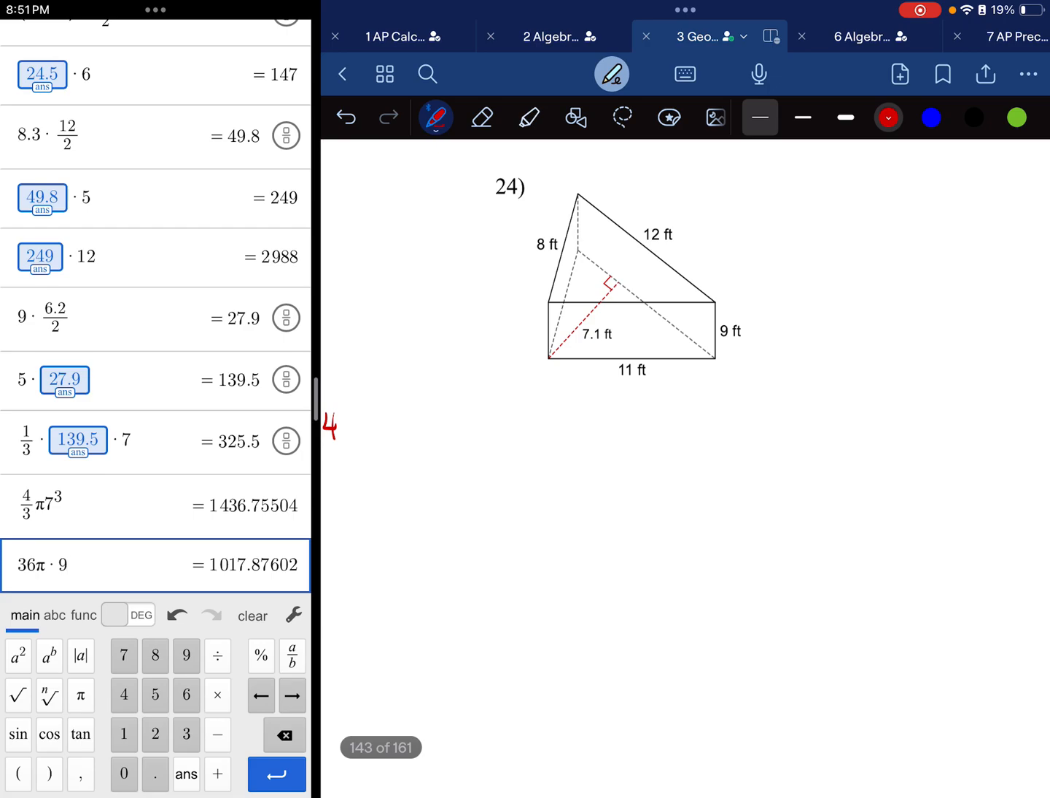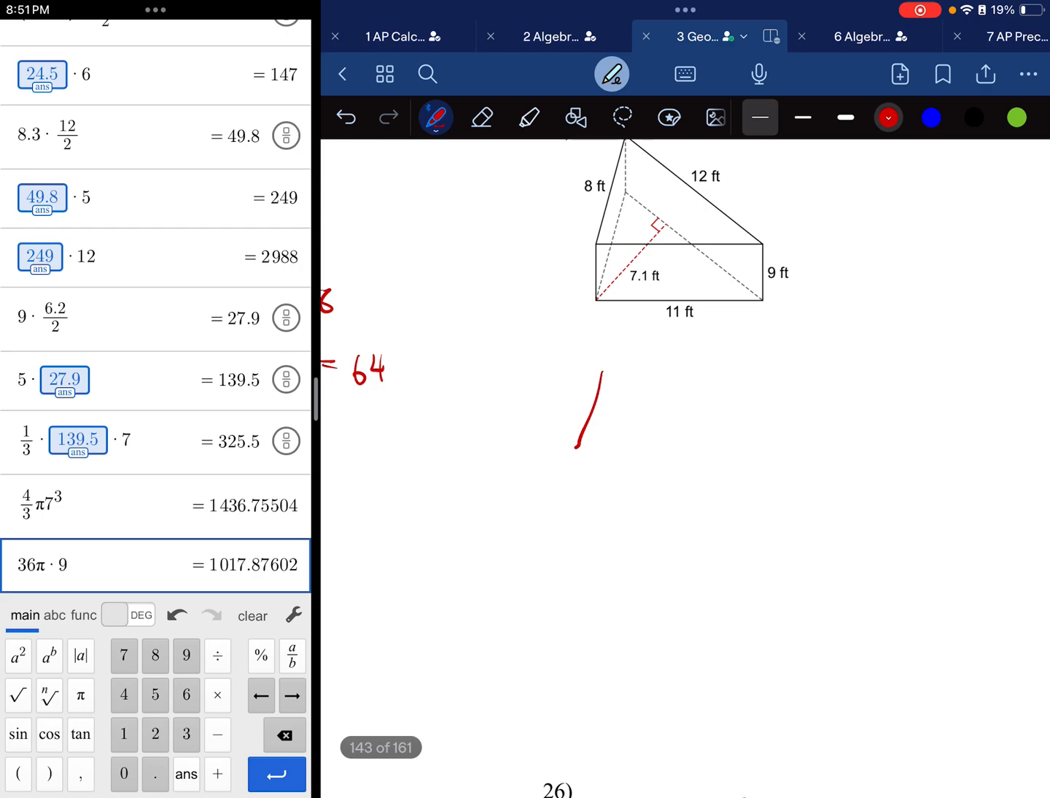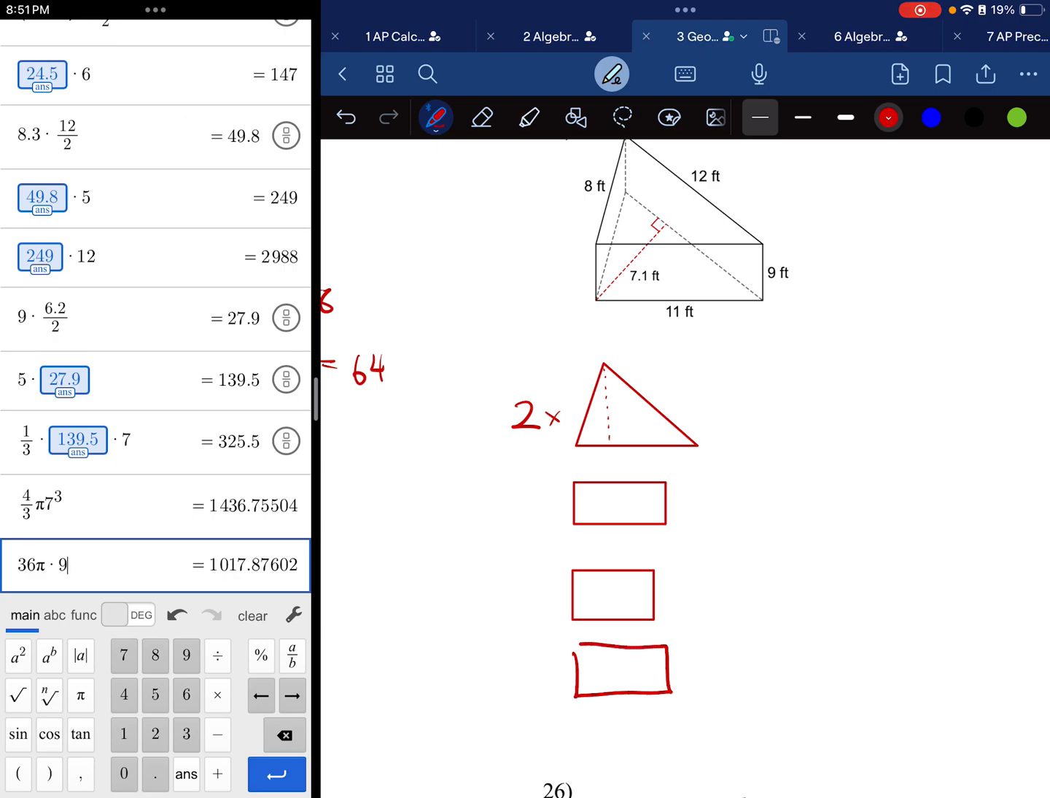All right, number 24, we have this prism that's a triangular prism. So what sort of shapes do we have? We have this shape right here that has a dashed line. We have two of those, right? We have the top and the bottom, and we have a bunch of different rectangles. We have this rectangle, this rectangle, this rectangle, and this rectangle. I'm just randomly drawing rectangles, if I'm being honest, guys. We have one of those, and one of those. You guys see all of the ones I'm talking about?